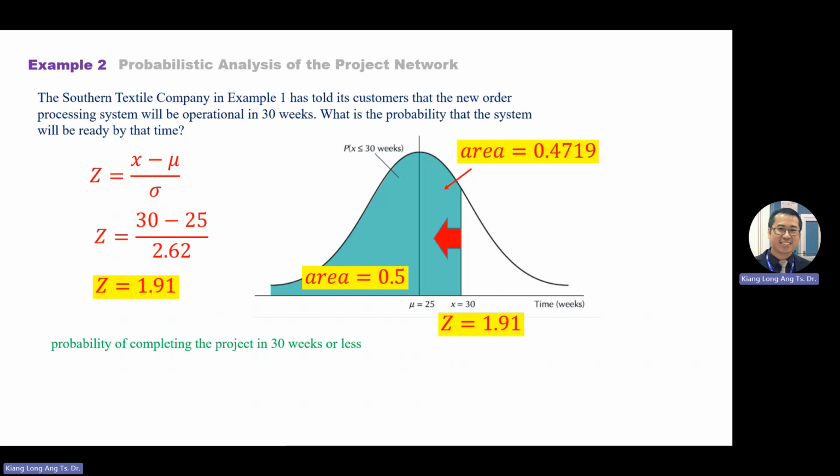In your answer, we expect you to write this one. Probability of x less or equal 30 weeks means the area to the left. Then you label, you point to the colored area. Use your pen to cross the area.